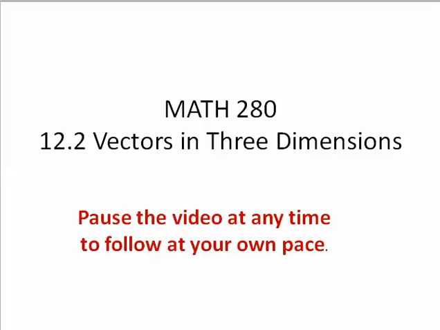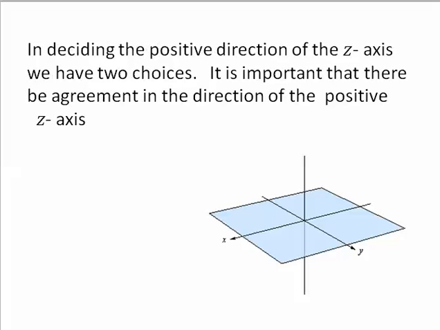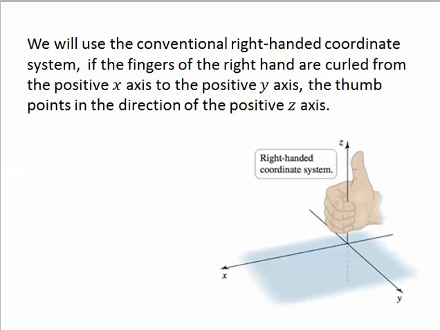12.2 Vectors in 3 dimensions. A three-dimensional coordinate system is created by adding the z-axis perpendicular to the x and y axes. In deciding the positive direction of the z-axis, we have two choices. So it is important that there be agreement in the direction of the positive z-axis. And we will use the conventional right-handed coordinate system.